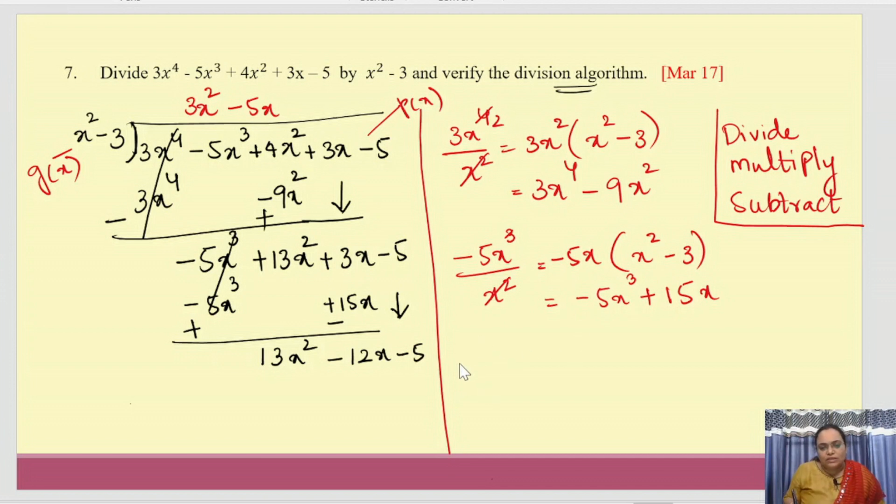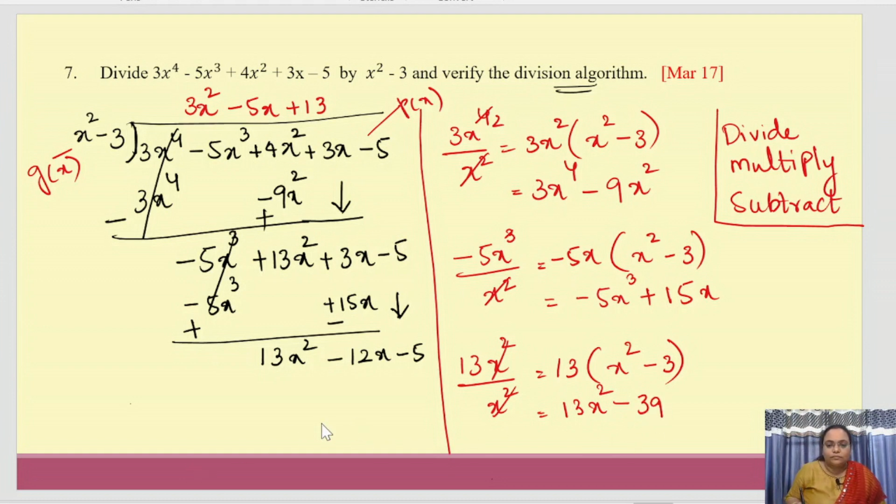Next, again you will follow the same process. You will take 13x square divided by x square. You will get 13. Okay. So this 13 is the next term of q of x. And then you will multiply 13 with g of x, which is x square minus 3. You will get 13x square minus 39. Okay. So you will write it here. The next step is subtract. So this will get cancelled. Here you will have minus 12x, and this is plus 34. Okay. So this is your r of x.